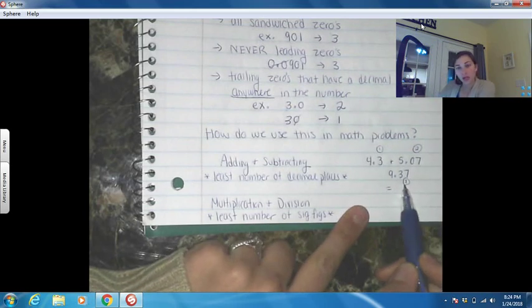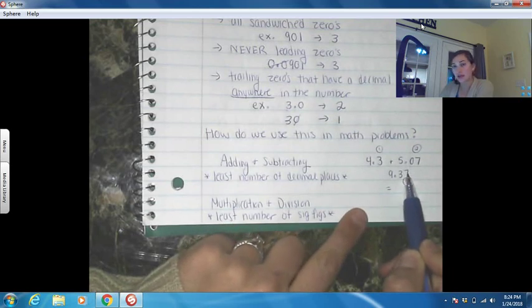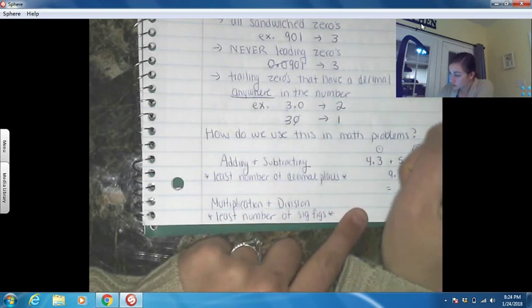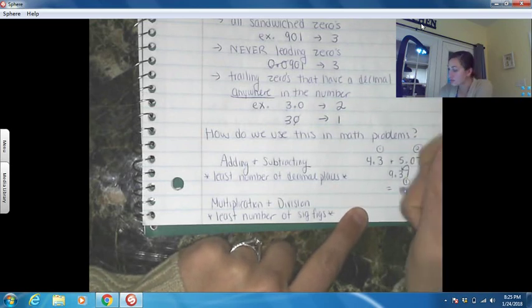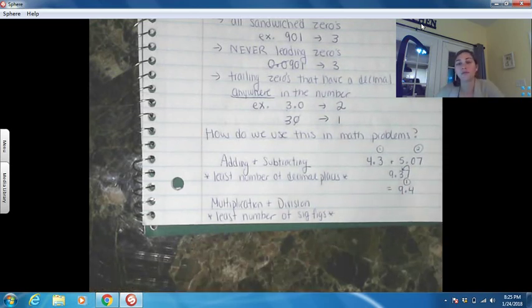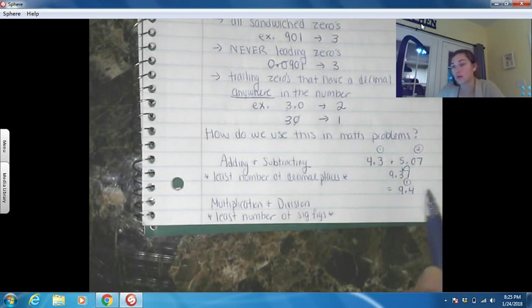But we know that our answer can only have one decimal place. So our 3 is our one decimal place, so we look directly to its right, the first number to its right, and that's a 7. And based on rounding rules, the 7 is going to round the 3 up. So instead of it saying 9.37, it's going to change to 9.4 because we can only have one decimal place in our number, so we're going to round that 3 up.